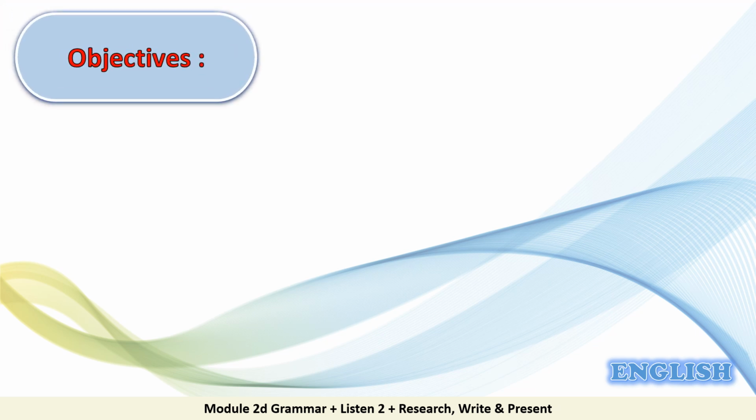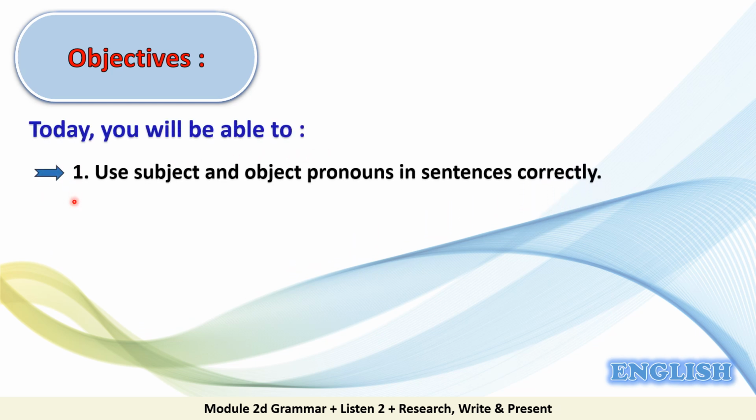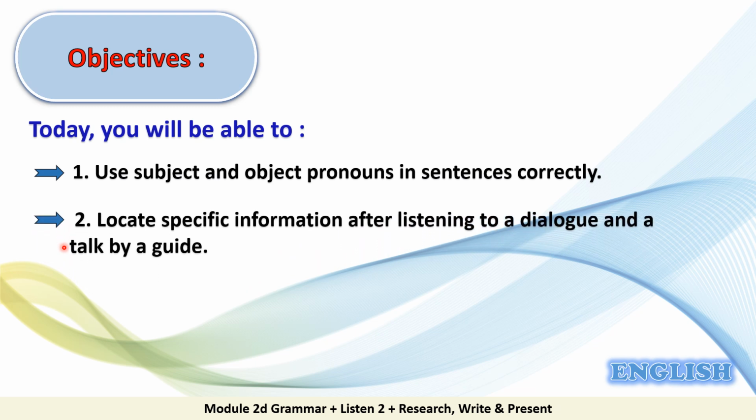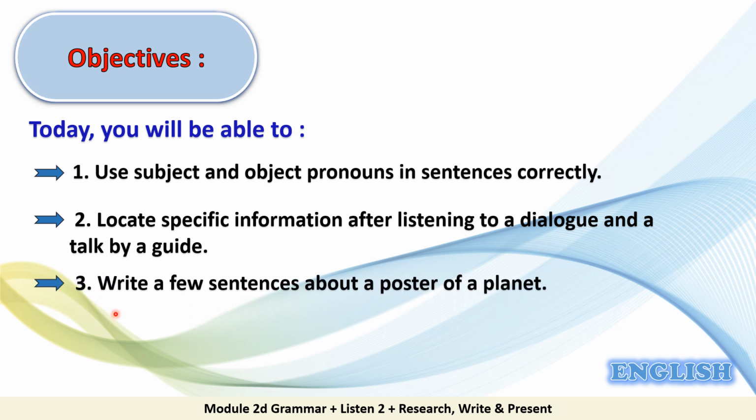Let's now have a look at the objectives of today's lesson. Today you will be able to: 1. Use subject and object pronouns in sentences correctly. 2. Locate specific information after listening to a dialogue and a talk by a guide. 3. Write a few sentences about a poster of a planet. So today you have 3 objectives to achieve.